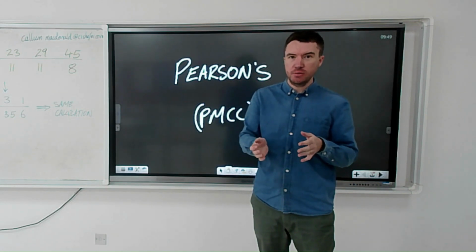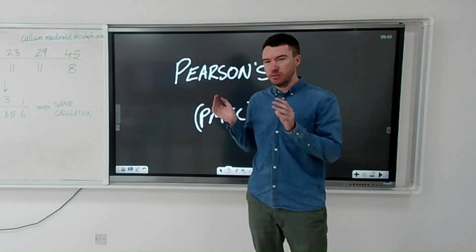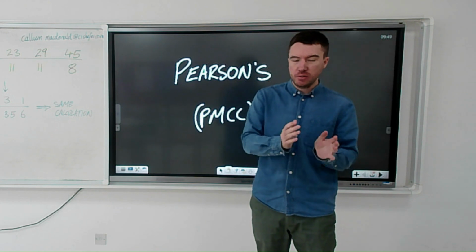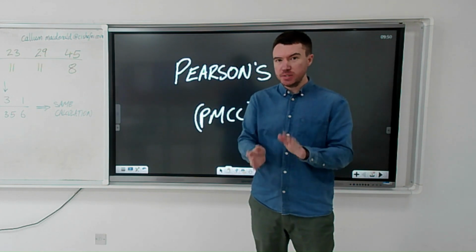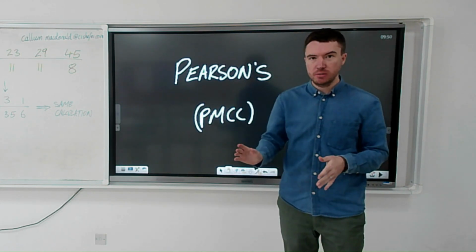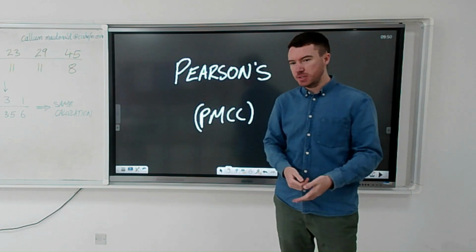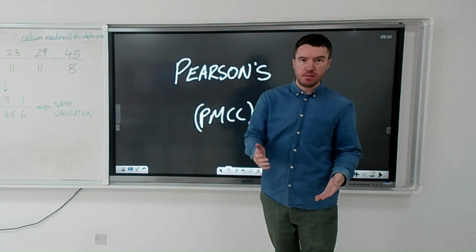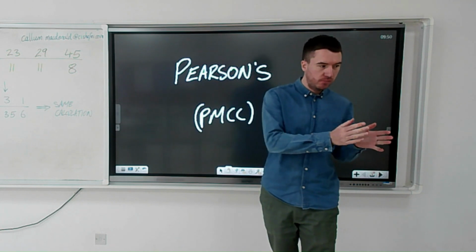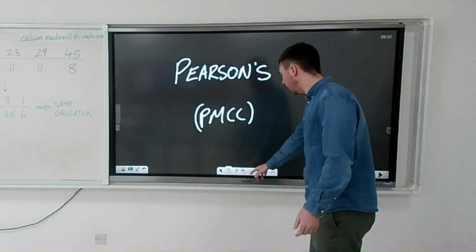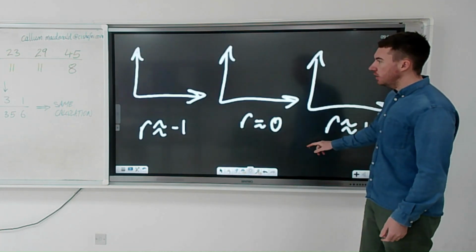In this video, we're going to very quickly go through the difference between Pearson's correlation coefficient and Spearman's correlation coefficient. Now, we've seen Pearson's before in chapter 2, also called PMCC, and it takes the range of values from -1 to 1.